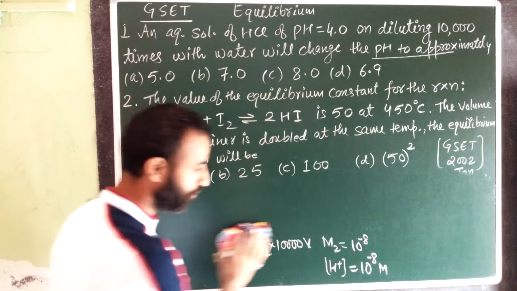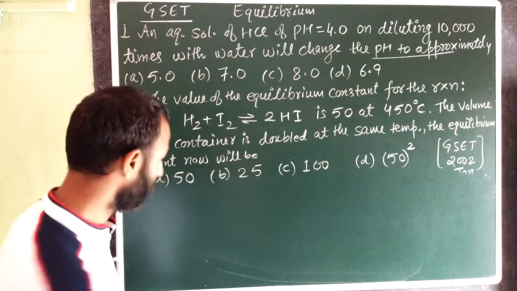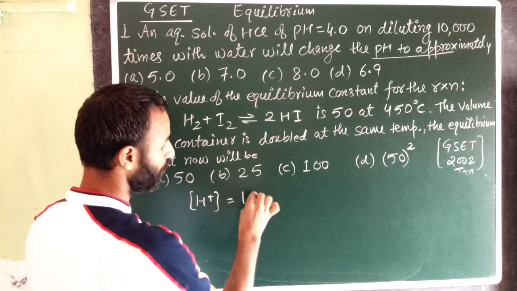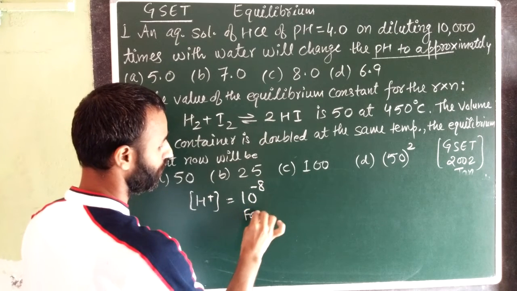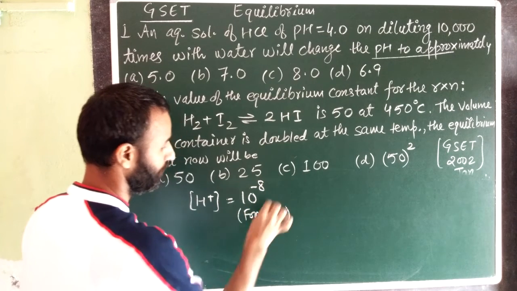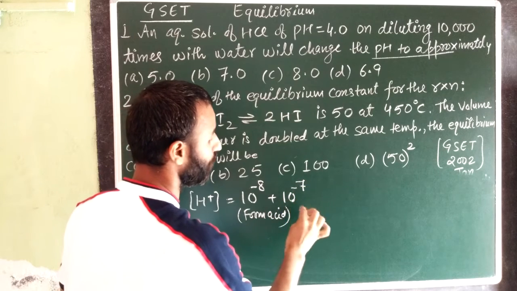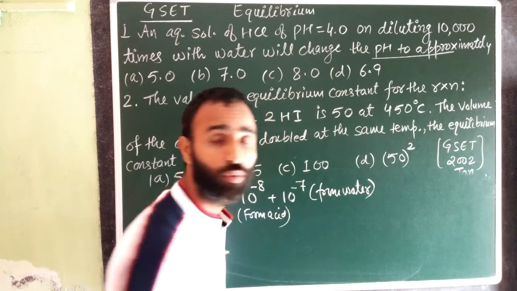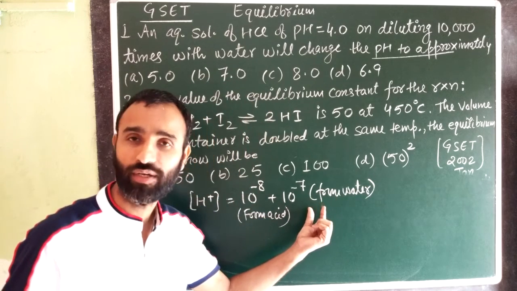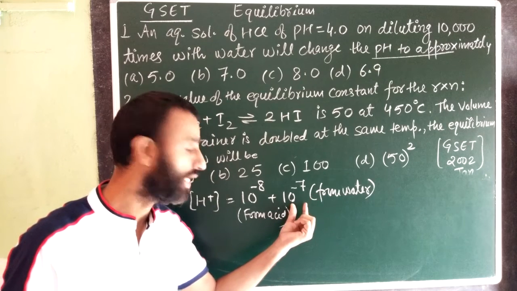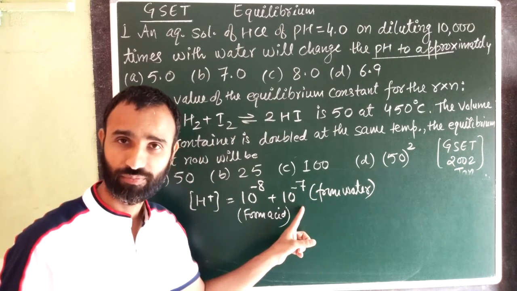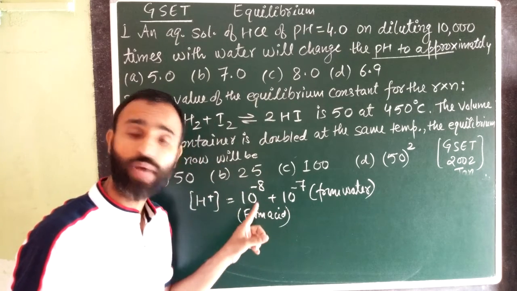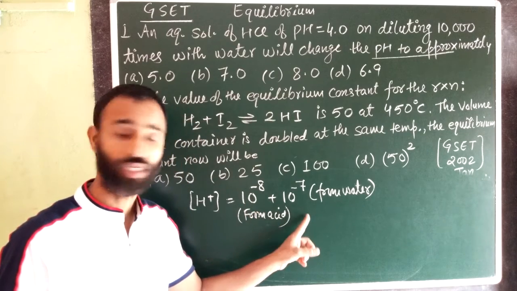This is the first part, that we get H plus as 10 raised to power minus 8 molar. Now total H plus ion in the solution: 10 raised to power minus 8 from the acid and 10 raised to power minus 7 from water. We cannot neglect water here. How much is the H plus ion of water? The pH is 7, so how much will H plus be? 10 raised to power minus 7. We cannot neglect it, because the contribution of H plus ion from the acid is less than water.